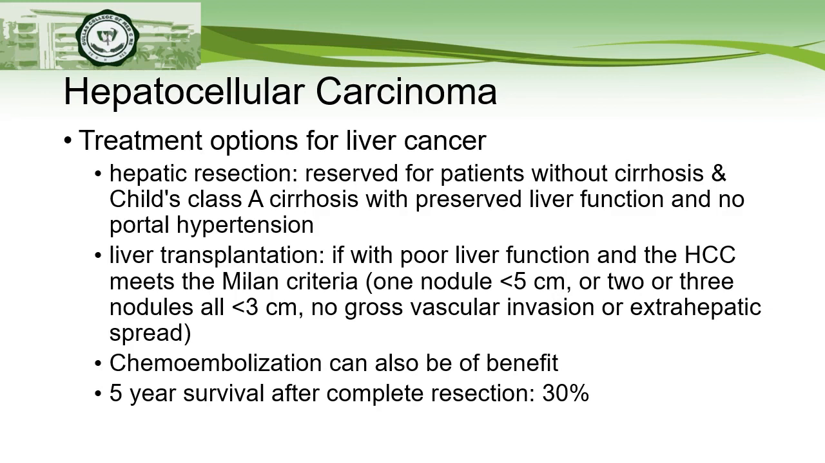If resection is not possible because of a higher Child-Pugh class, the transplant criteria, particularly the Milan criteria, are used, and liver transplantation becomes the treatment of choice. Although chemoembolization may also be of some benefit, these are more temporizing treatments. The 5-year survival after complete resection is approximately 30%.